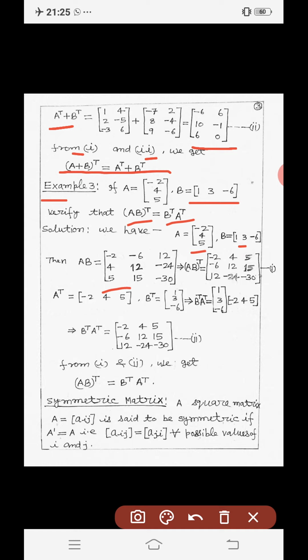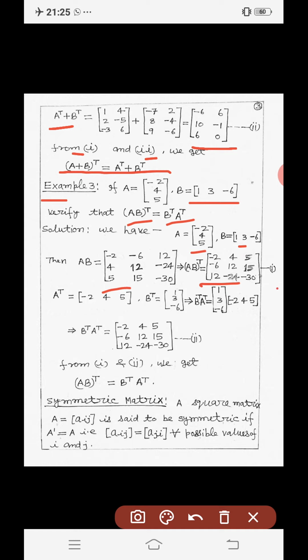Now we find the transpose of AB. We get [-2, 4, 5; -6, 12, 15; 12, -24, -30]. This is first.